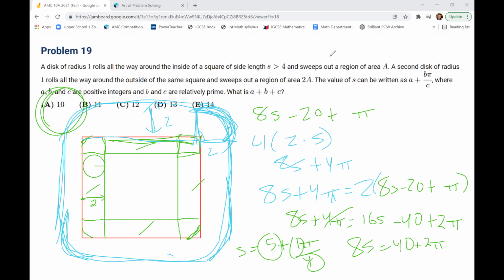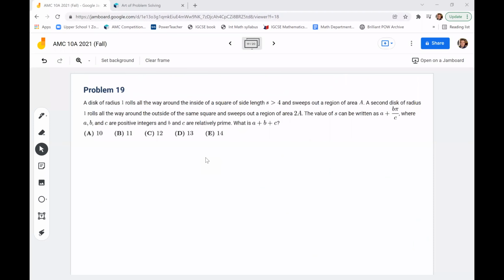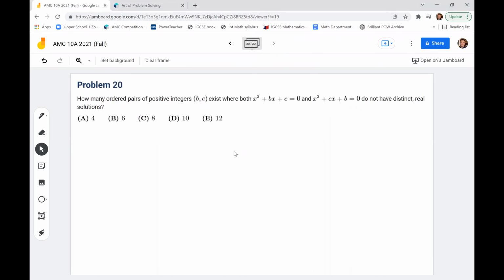All right, number 20. I actually didn't find this one as bad, I thought it was pretty reasonable. It's essentially asking how many ordered pairs of positive integers, what we usually call lattice points, exist where both x squared plus bx plus c equals 0 and x squared plus cx plus b equals 0 do not have distinct real solutions.